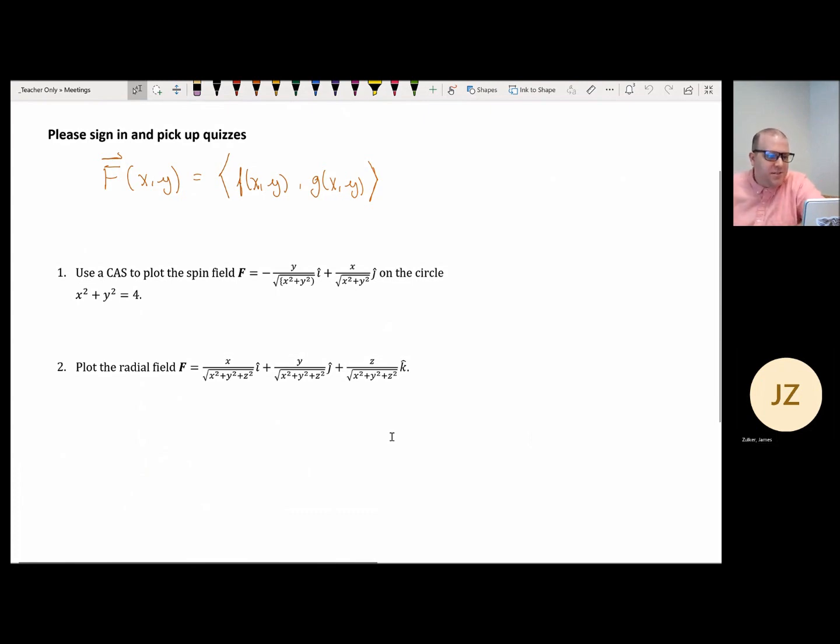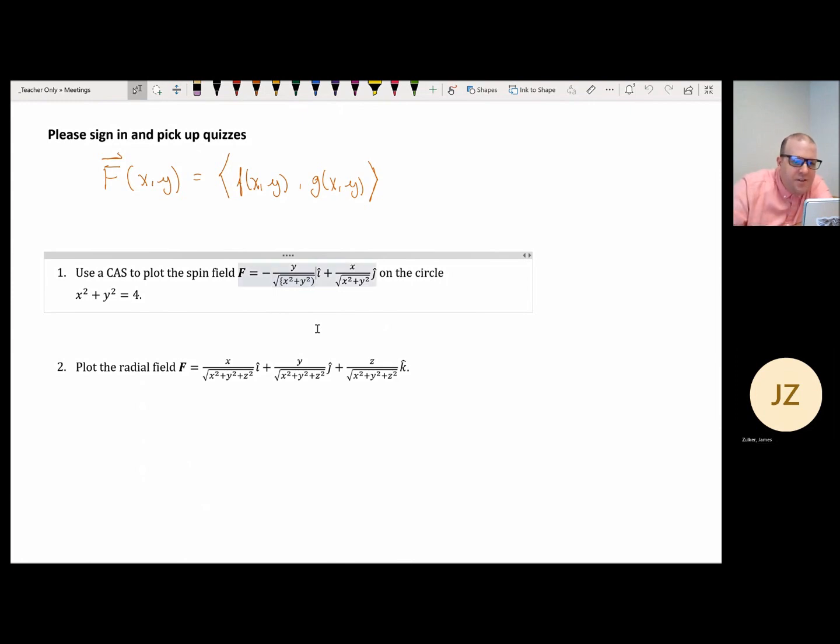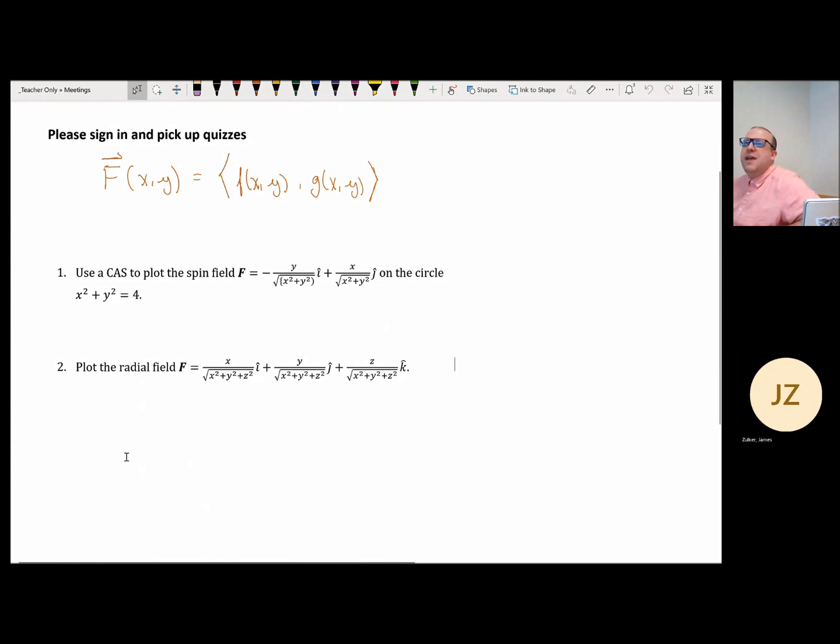In the case of these two, the domain would be everything but the origin, right? There's no way x squared plus y squared is going to give you 0 unless it's the origin. And there's no way x squared plus y squared will ever give you a negative. Same thing with x squared plus y squared plus z squared. So it's just everything except for the origin.